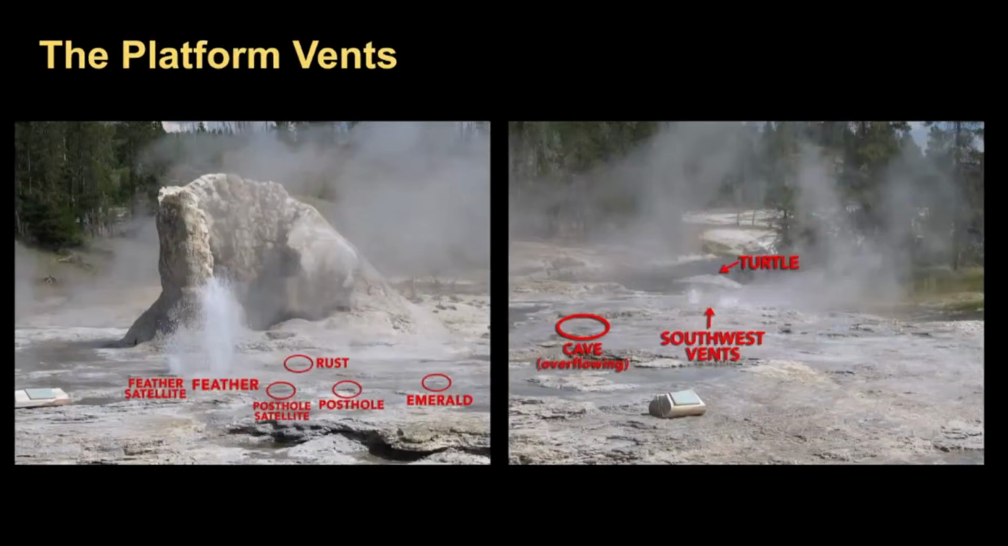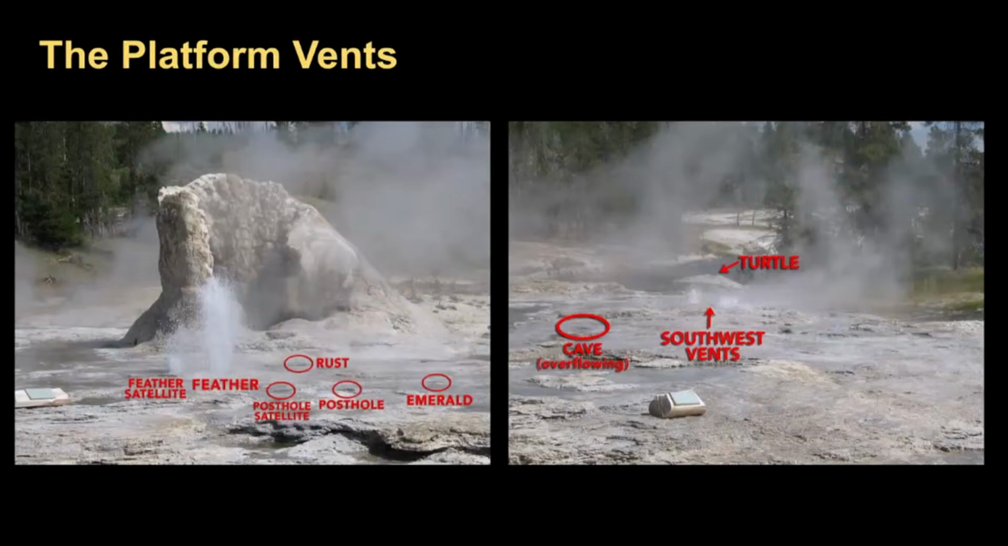We move on to the platform vents. These are all these little holes in front of Giant's cone. Feather is the tallest of the platform vents, and canonically, its eruption has been used to designate the start and end of a giant hot period. And I'll come back to that later on. But just to the left of Feather is Feather Satellite, which are up to about a foot and show up in your medium and strong hot periods, probably not in your weaker ones.